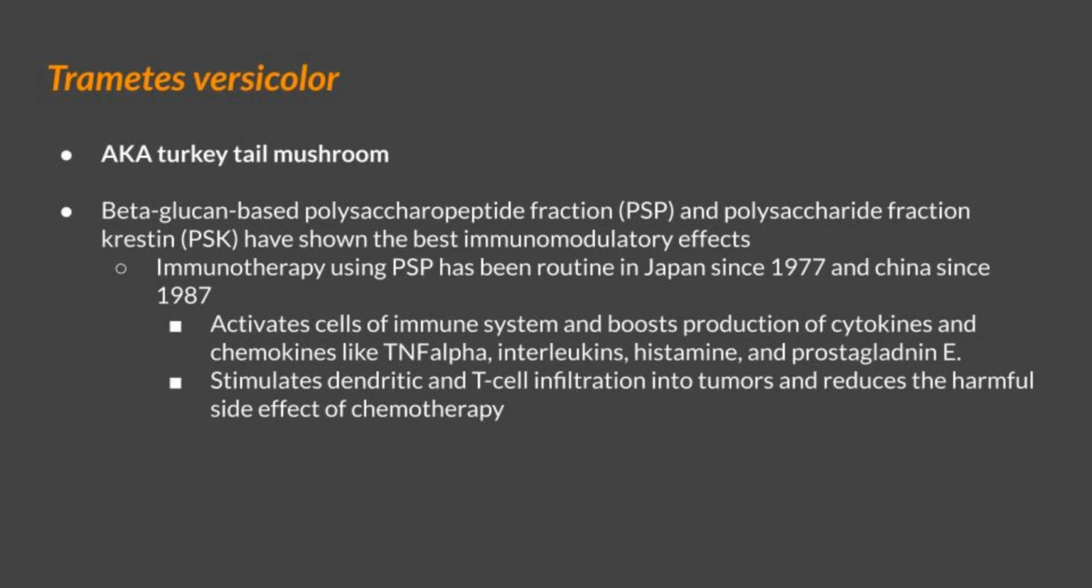PSP is able to activate cells of the immune system as well as boost production of cytokines and chemokines like tumor necrosis factor alpha, interleukins, histamine, and prostaglandin E. It is also able to stimulate dendritic and T cell infiltration into tumors and reduce the harmful side effects of chemotherapy. So in many Asian countries, mushrooms are used along with chemotherapy to treat cancer, not on their own.